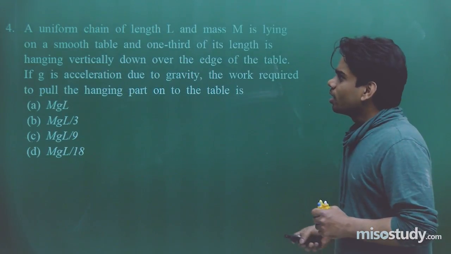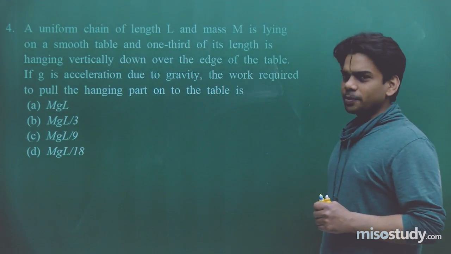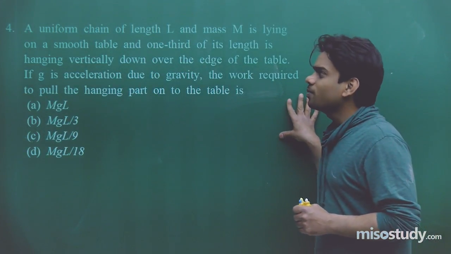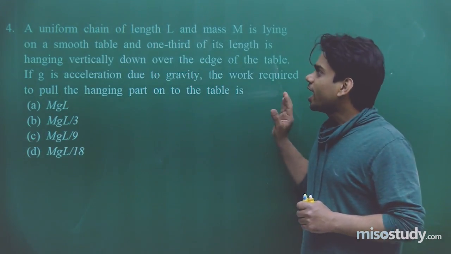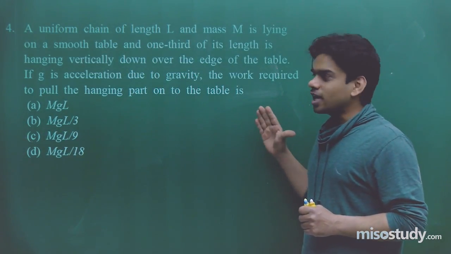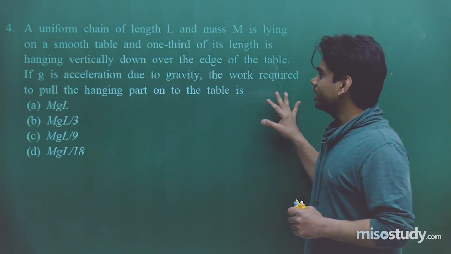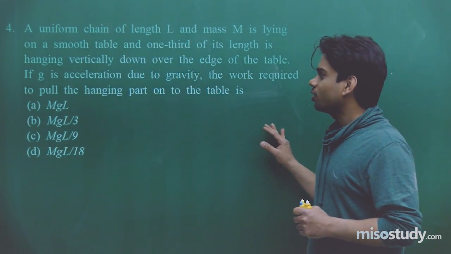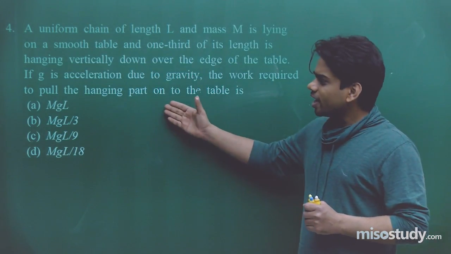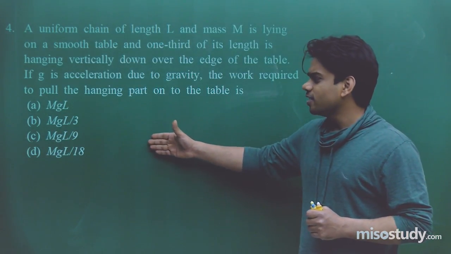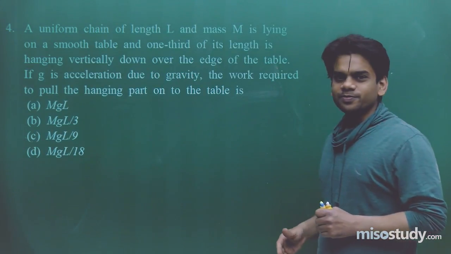number 4. A uniform chain of length capital L and mass capital M is lying on a smooth table, and 1/3 of its length is hanging vertically down over the edge of the table. If g is acceleration due to gravity, the work required to pull the hanging part onto the table is A, mgL, B, 1/3 mgL, C, 1/9 mgL, and D, mgL/18.